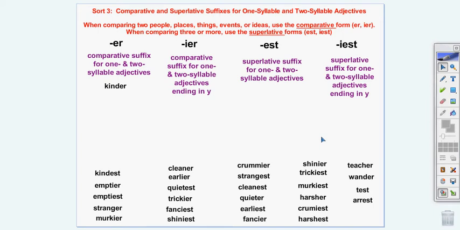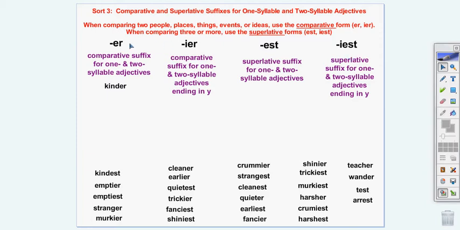This sort focuses on the comparative and superlative suffixes for one-syllable and two-syllable adjectives. If it's more than two syllables, and even for some two-syllable adjectives, we'll just add more or most to the front of that adjective. But in this case, we're looking at the suffixes er and ier for our comparative forms. And those are used when comparing two people, places, things, events, or ideas. And for the superlative, comparing three or more, we'll use the est suffix or iest.